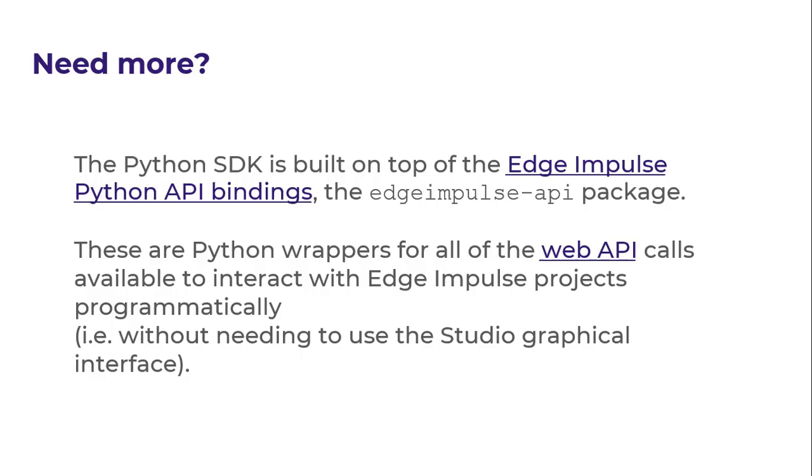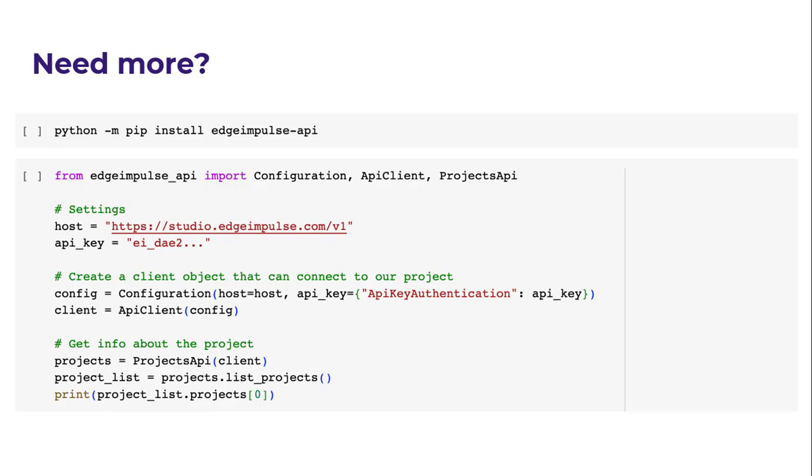So those are the two main functions. If you need more, the Python SDK is built on top of our API binding, so Edge Impulse API, which are basically like API calls to our REST API. And we'll add some more functions as we identify some needs from ML practitioners. But those two main functions, we noticed that those were the ones that people actually needed. Sorry. I'm not going to go through that, but it's basically how to use the Python API binding.